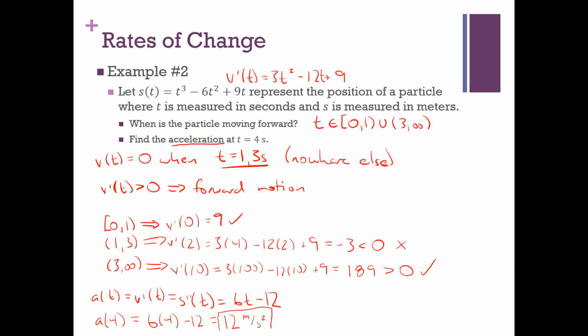I'm assuming those of you getting velocity, acceleration, get a handle on what we're going to be doing. Do you have a question? How did we get 16 minus 12?